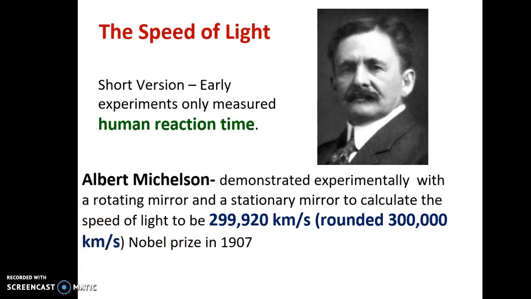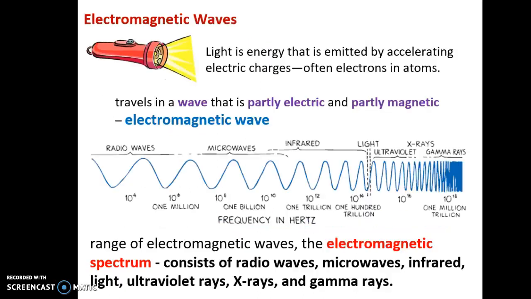The speed of light, short version: early experiments only measured human reaction time. Albert Michelson demonstrated experimentally with a rotating mirror and a stationary mirror to calculate the speed of light to be 299,920 kilometers a second, rounded to about 300,000 kilometers a second. For this experiment with the mirrors, he was awarded the Nobel Prize in 1907.